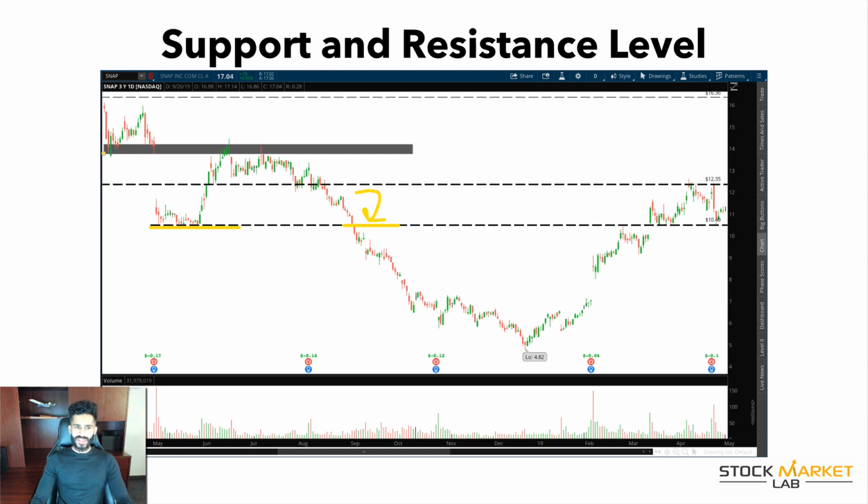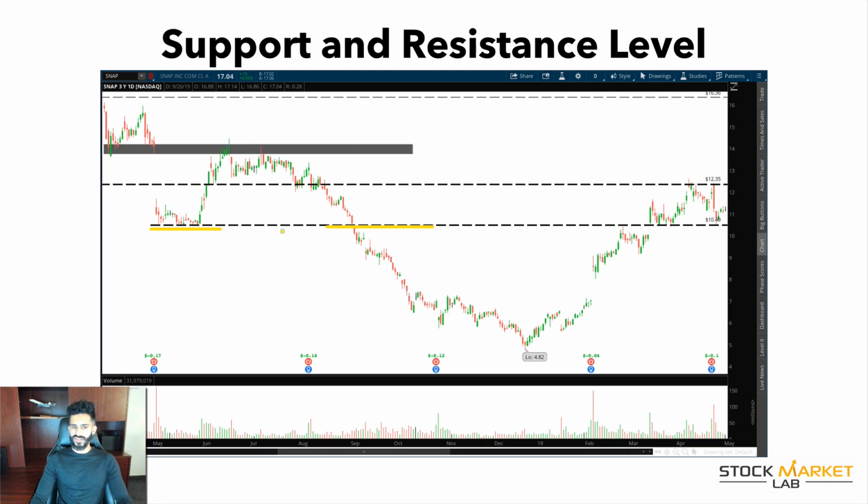But here, we can have a line. Here, we have a zone. We have a demand zone, which now turns into a supply zone. Here we have a support level, or known as a demand area. When it gets broken, stock tends to go down. Now, if you notice, here we could have a line. Here we can't have a line.